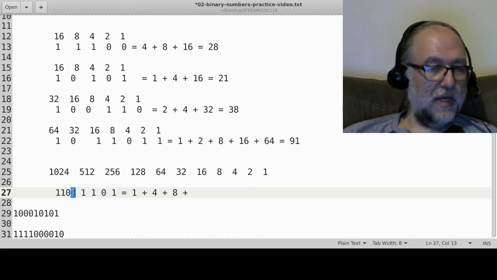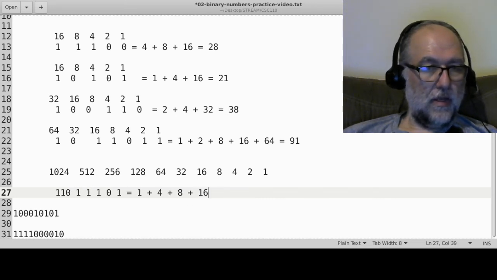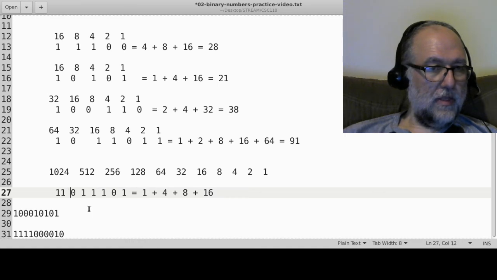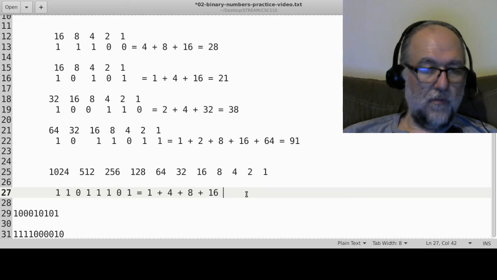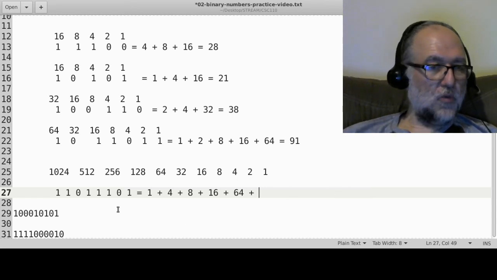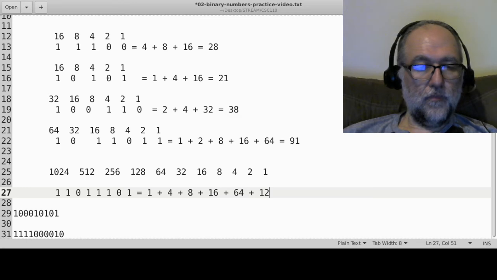This one is in the 16's column. So I have a 16 there. All right, this one is in the 32's column, and I don't have any 32s because it's a 0. This one is in the next column, which would be the 64, so plus 64. And this last one here would be in the 128 column.